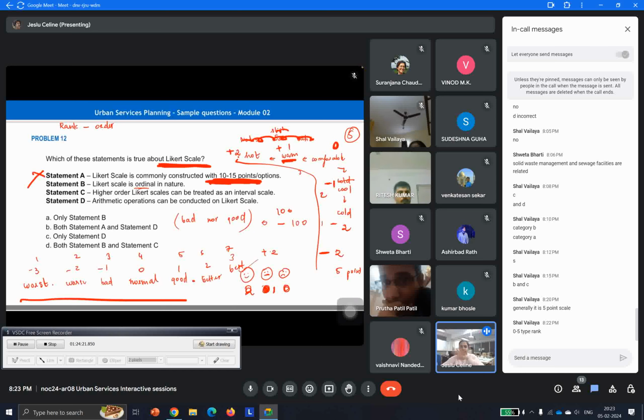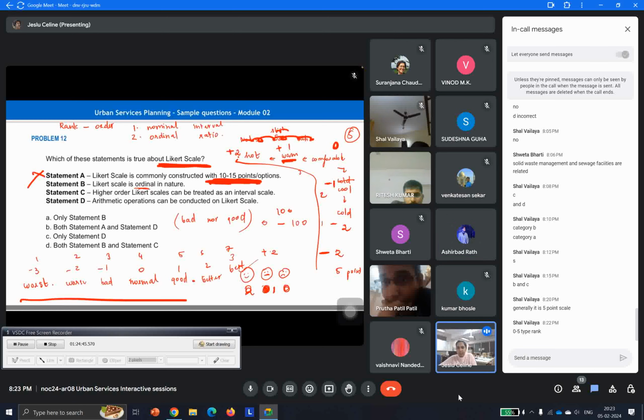Anybody? We did not discuss this in the lecture. It's not there in the slides. So I'm just asking, can you say what the different data types are? Yes, ordinal scale, interval scale. Yes, very good. Interval scale and ratio scale.